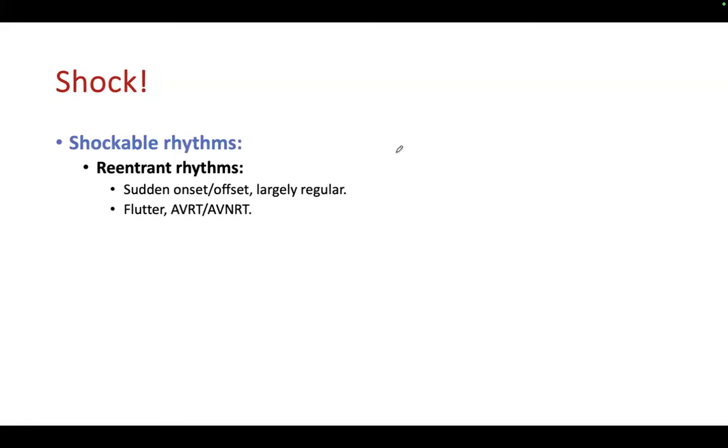So obviously when the patient is unstable, like we said, we can shock the patient. Remember, we're talking about SVT only, okay? Shockable rhythms are reentrant rhythms, which are characterized by sudden onset and termination. They are often regular, and classic examples are atrial flutter, AVRT, or AVNRT, okay?